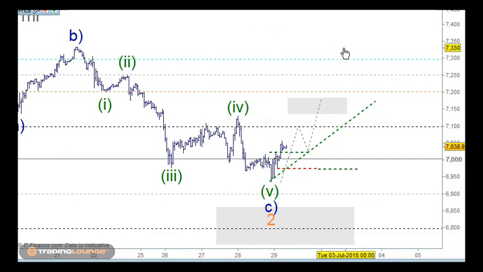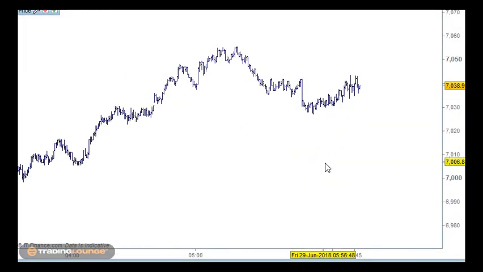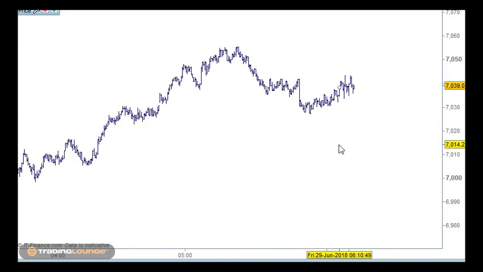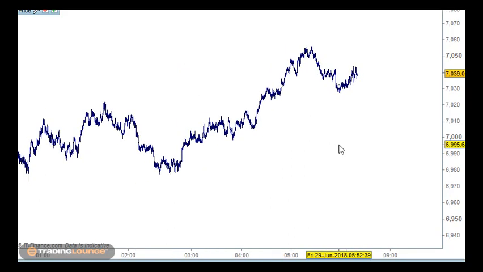I don't know if I've updated the tick chart. Does it matter or not? No, I haven't, but let me check. 1, 2, 3, 4, 5. So 1 and 2 and 3. Yeah, we've still got further to go. We've only got 3 waves up here so far. So yeah, anyway, you know what to do here. That's 7,000 as the resistance at that point.